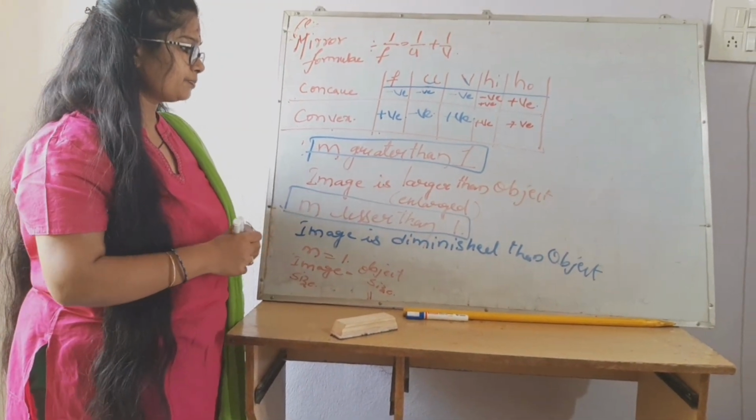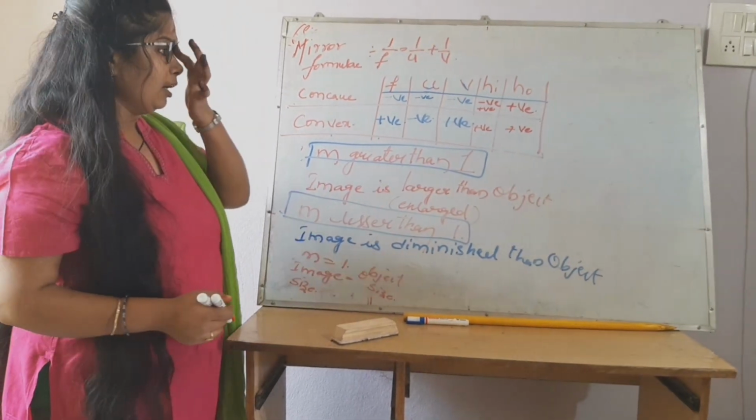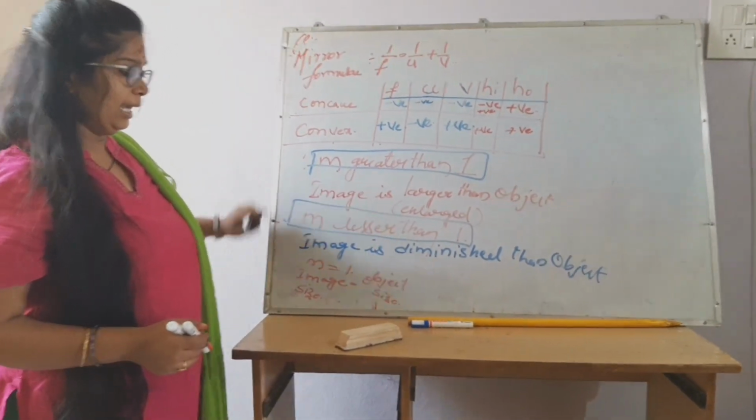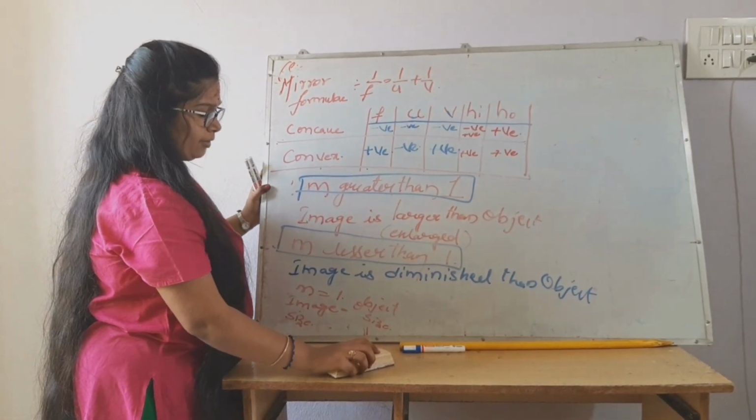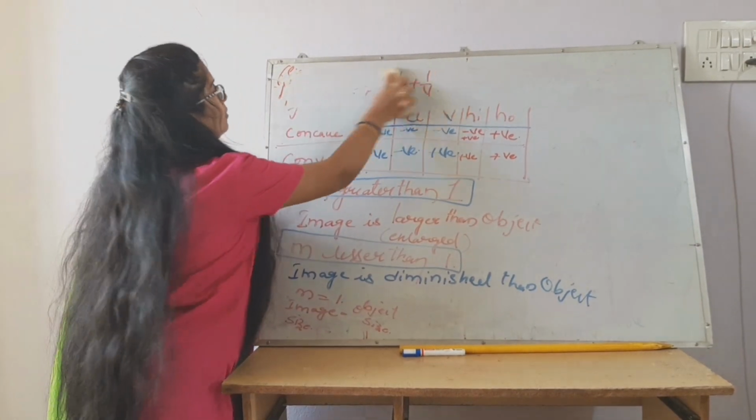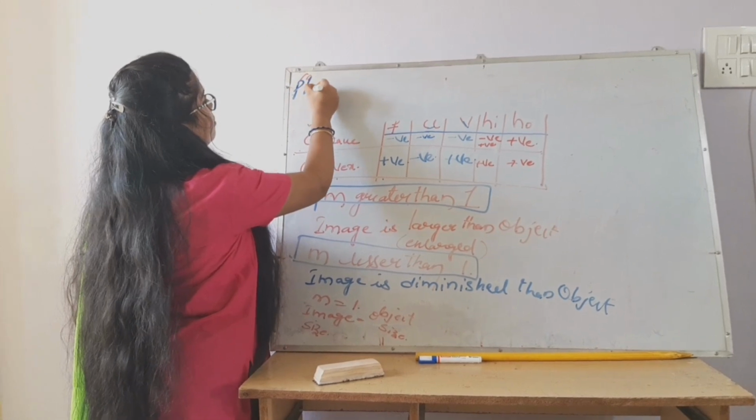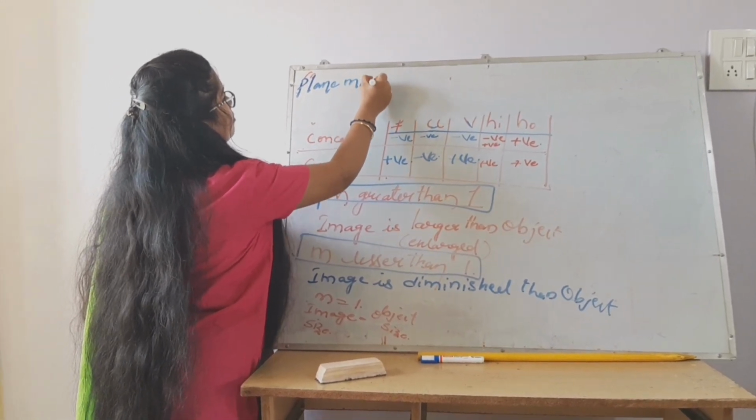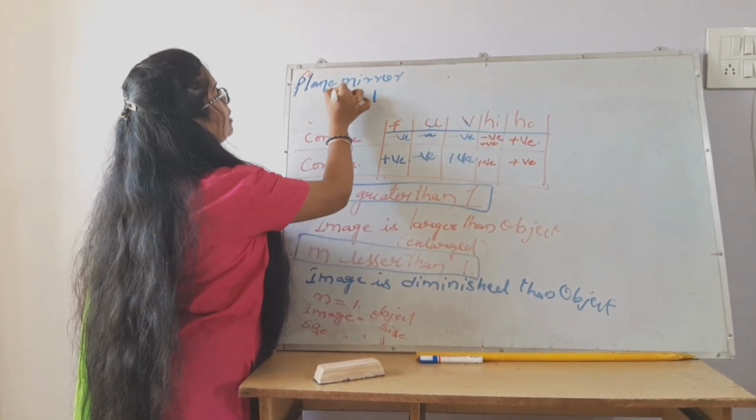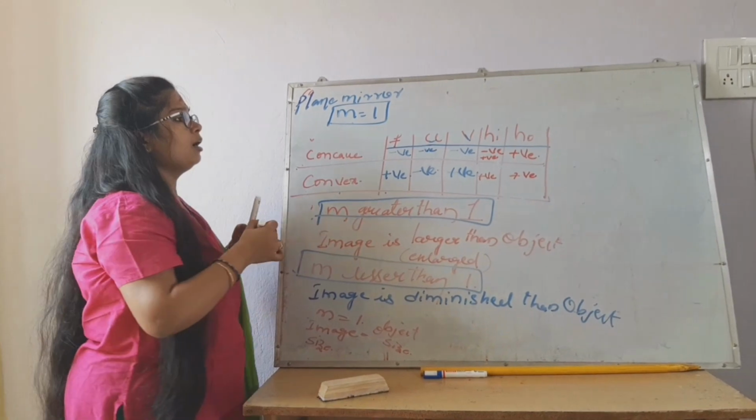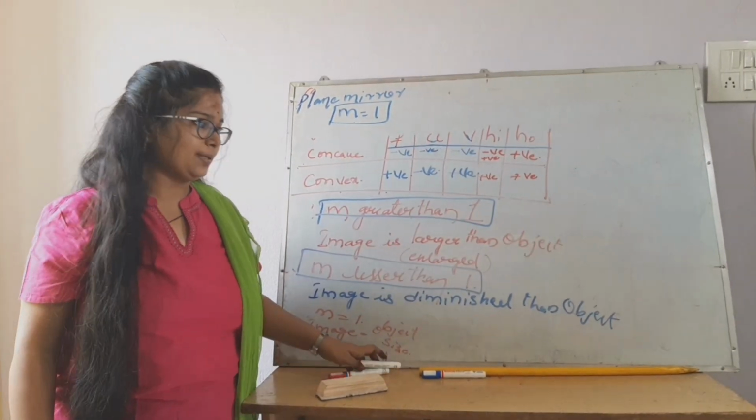And next, I want to add one more point here. For a plane mirror, m is equal to 1, which means the image size will be equal to the object size, the same size. Image and object will be the same size.